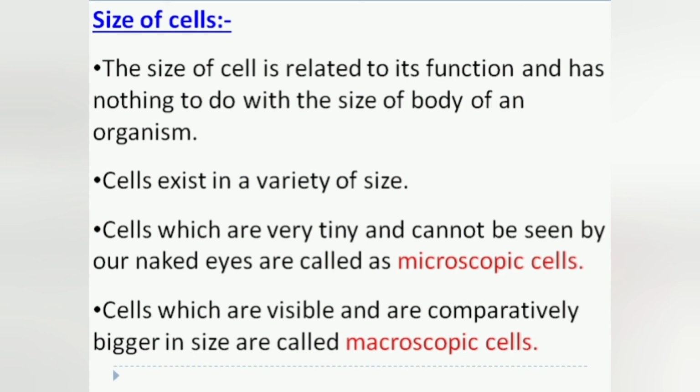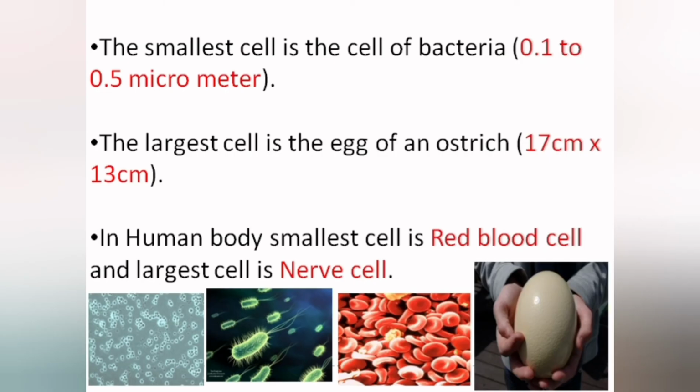Cells which are very tiny and cannot be seen by our naked eyes are called microscopic cells. Cells which are visible and are comparatively bigger in size are called macroscopic cells. The smallest cell is the cell of bacteria and the largest cell is the egg of an ostrich. In a human body, the smallest cell is red blood cell and the largest cell is nerve cell.